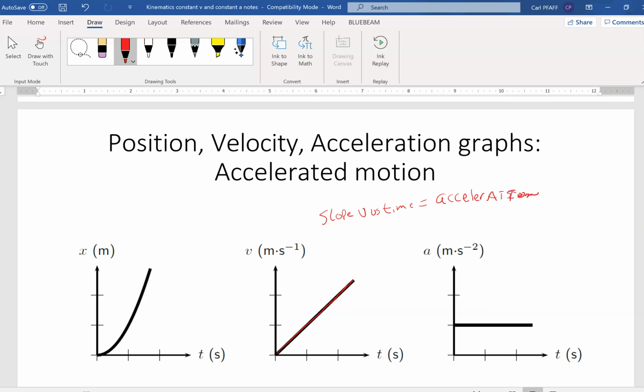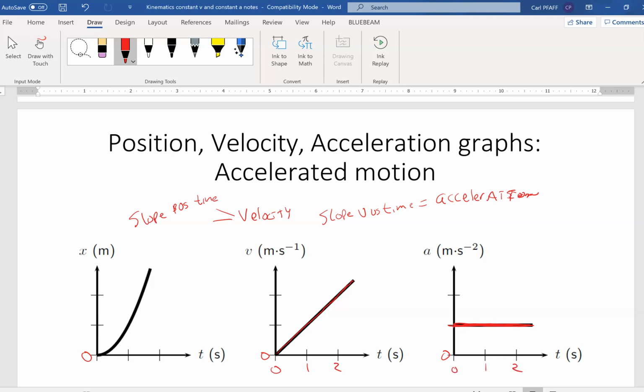Acceleration. The slope of position-time equals velocity. The slope of velocity-time equals acceleration. So when we look at the velocity curve here, it's pointing up, so that means my acceleration is positive, so it's above where it's 0, right? This is 0, 0, 0, 0, 1, 2, 0, 1, 2.